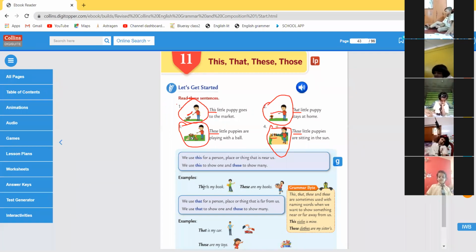So understand, THIS, this. See, this is my book, because here the boy is holding a book, only one book. But in this picture, the boy is saying, these are my books. Why these? Because in this picture, the boy is holding more books. So let me give you one example. Right now in front of you, what can you see? There must be lots of books in front of you right now. So you can tell me, ma'am, these are my books.